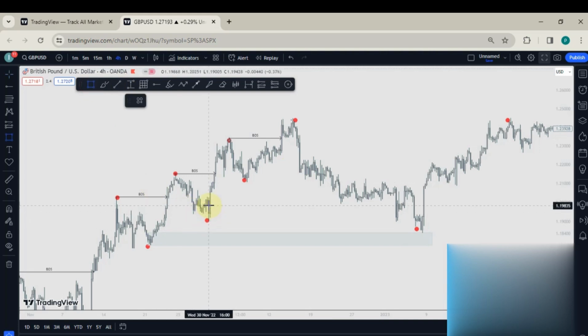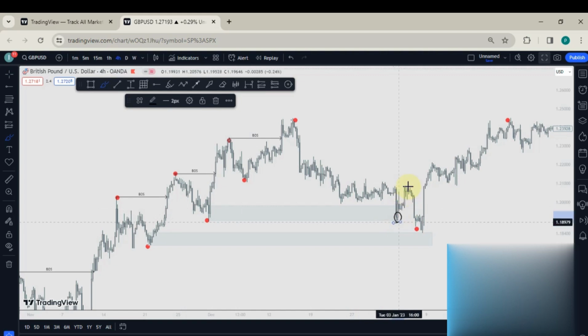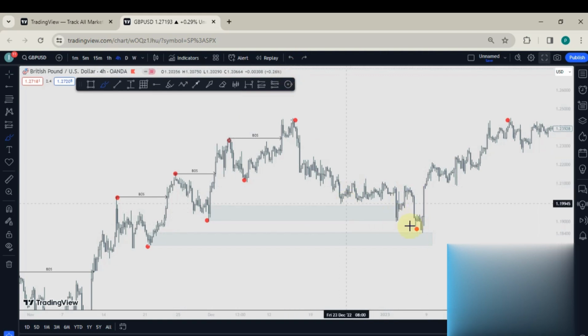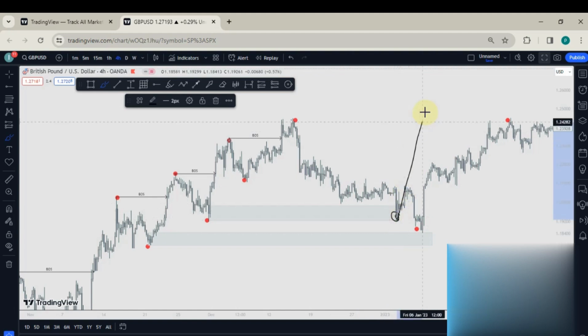And again, as you can see here, we had a demand here. Price came, reacted from this demand, and then it went up, and then again it failed. So we had a demand failing there. That means this demand didn't have the power to push price to the upside.